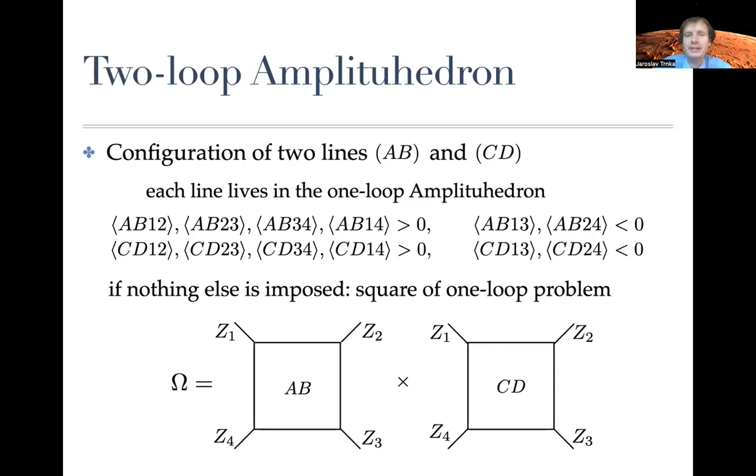However, this continues to higher loops. At 2 loops, we have a configuration of 2 lines, AB and CD, each of them corresponding to 1 loop momentum. And the geometry of the space is defined in the following way. Each of these lines lives in the 1 loop geometry, in the 1 loop amplituhedron. Now, if nothing else is imposed, we can write the logarithmic form, and we would just get a product of 2 1 loop objects. So this would be a 1 loop square integrand.